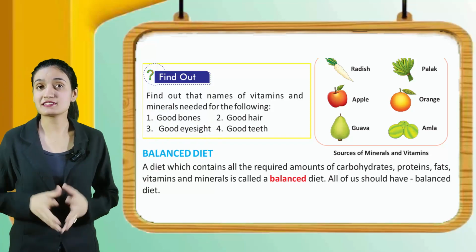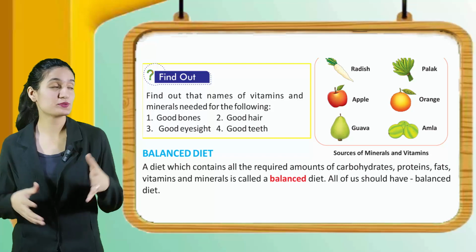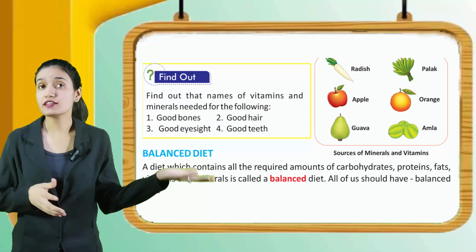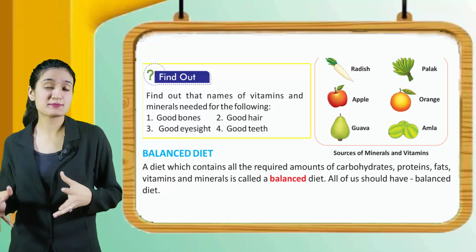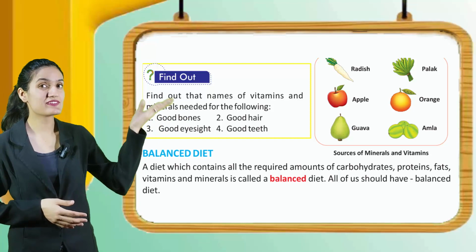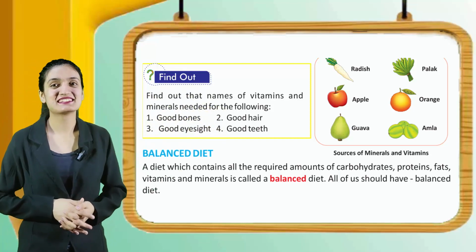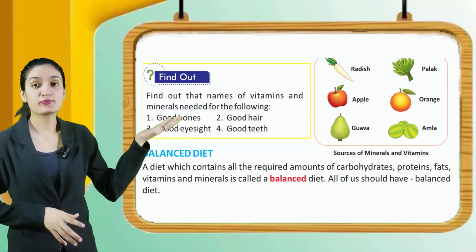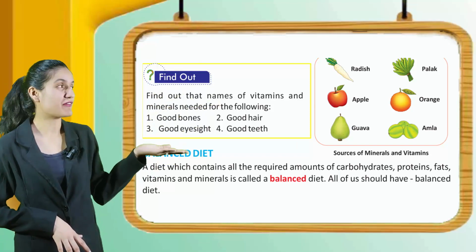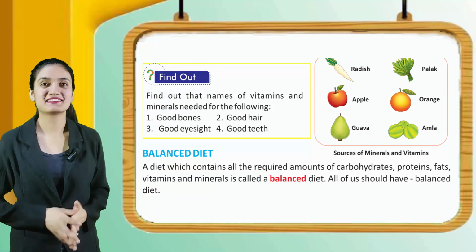Now minerals and vitamins. We get vitamins and minerals from vegetables and fruits. Now let's see. Find out the names of vitamins and minerals needed for the following: good bones, good hair, good eyesight and good teeth. Sources of minerals and vitamins are radish, apple, guava, palak, orange and amla.